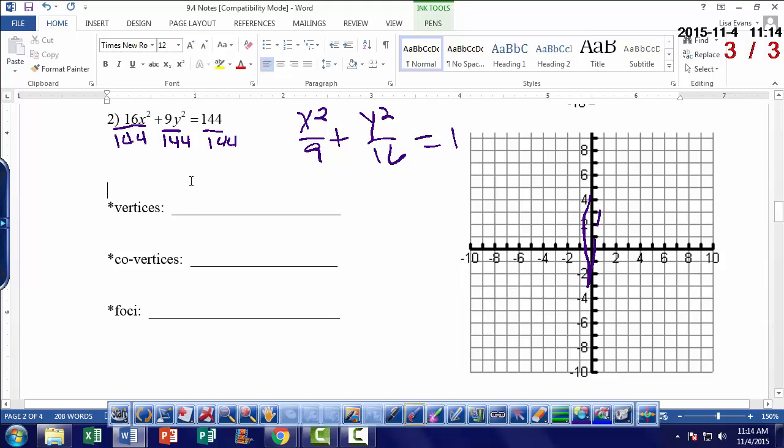When I do that, I know that I'm going to have 0 first, then the number. The co-vertices are going to be the opposite. It's going to be the number and then 0. And the foci is going to be the same as the vertices, so 0 and the number. So that's what I was talking about in the problem before. This kind of helps determine what numbers go where.